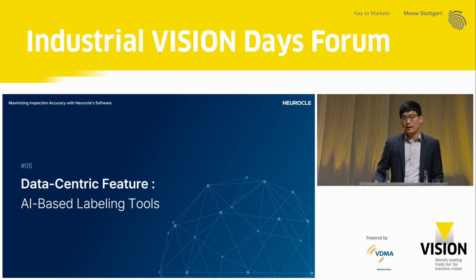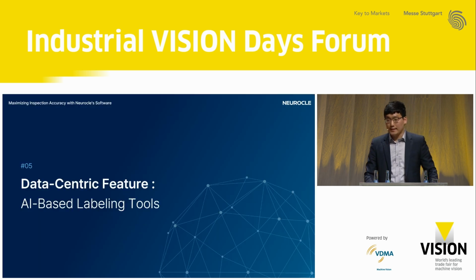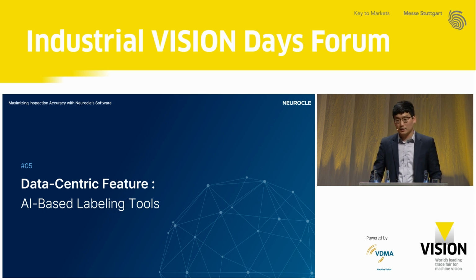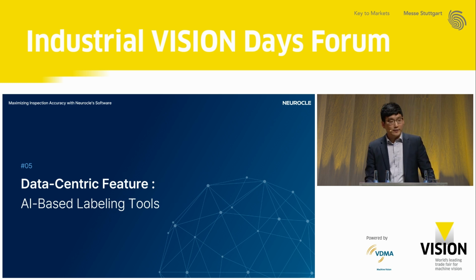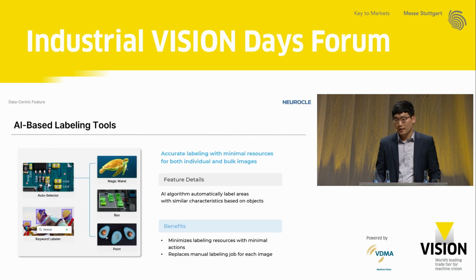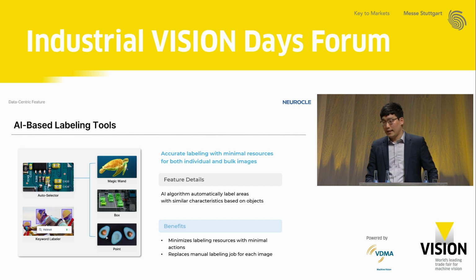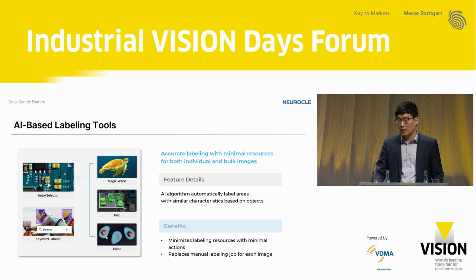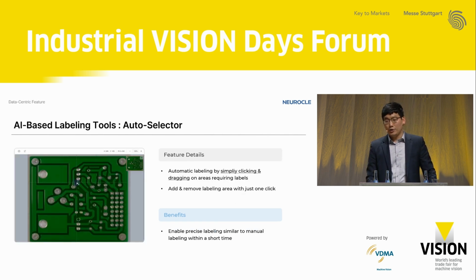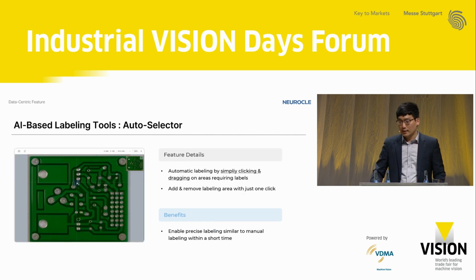And lastly, I want to talk about some AI-based labeling tools, because nowadays many people are using a large amount of data, more than 10,000 images. In that case, labeling is a very, very time-consuming job for you. So we invented AI-based labeling tools. There are many, like the magic wand, auto-selector, or keyword labeler. Let me introduce the auto-selector first.